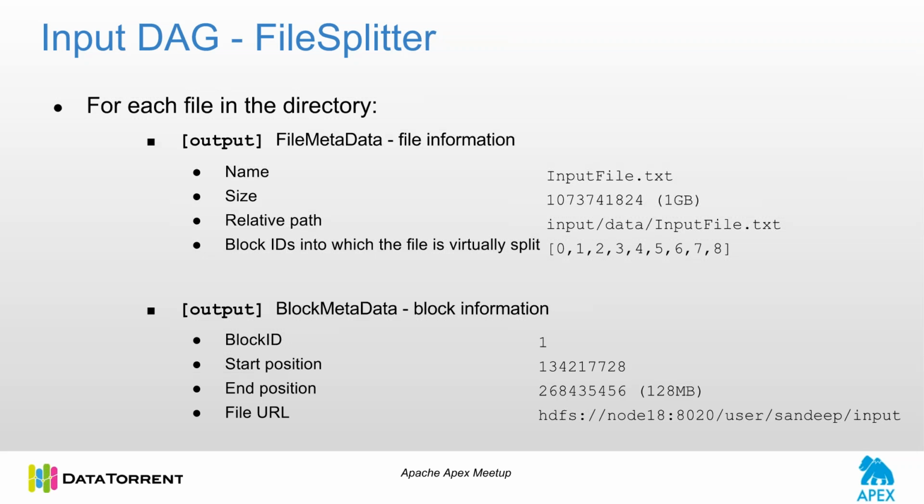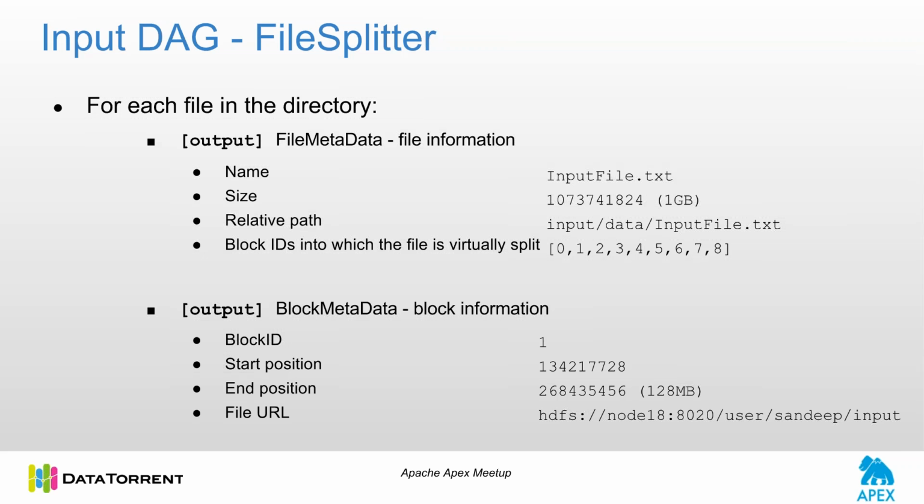And the block metadata, as you can see, will contain the block ID, then the start position and the end position. Here the block size, we are considering it as 128 MB, which is currently the default HDFS block size that is being used. We'll see later towards the end why this 128 MB is a useful number. You can change it, but that's the default that we'll take. And then the file URL where you would like to read this data from.